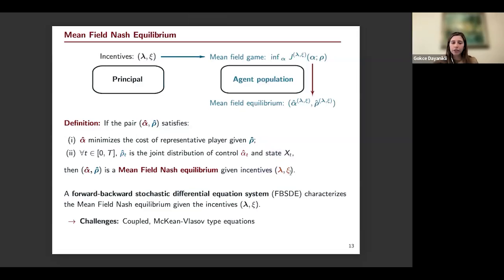I'm going to mention these equations later on, but for now I'm just giving the idea. A forward-backward stochastic differential equation system is going to characterize the mean field Nash equilibrium given the incentives. Of course, there are other ways to solve mean field games too, but we went through the probabilistic approach, and with this approach we end up with forward-backward stochastic differential equations. The challenges of these equations are that they are coupled, and they are McKean-Vlasov type equations, which means that the distribution of the process is in the dynamics of the process. So these are specifically hard to tackle.